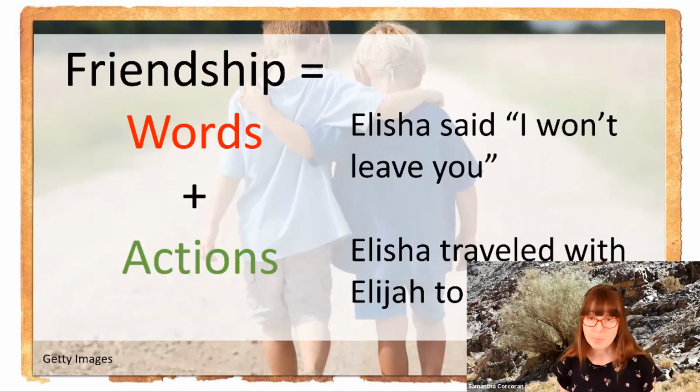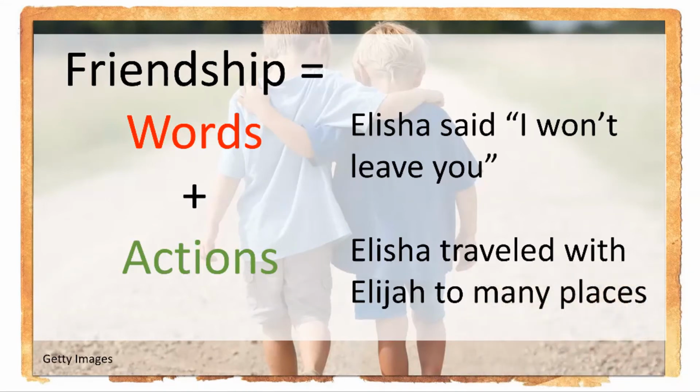But let's recap what we've seen so far. So friendship equals words plus actions. So what did Elisha say? He said, I won't leave you to Elijah. Because remember, Elijah kind of got discouraged sometimes. But Elisha said, no, I'm going to stick with you for all of these road trips, and I'm not leaving your side. And so that was his action. He went with him.